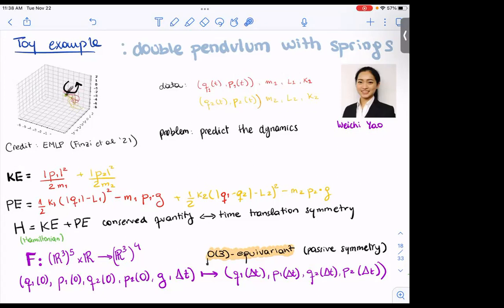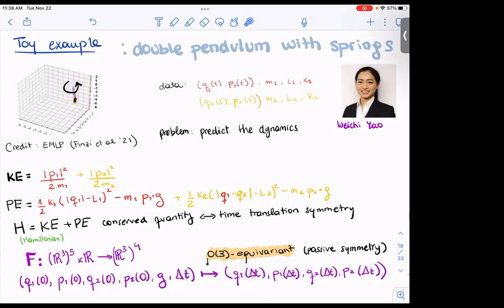So that's my advertisement for my talk. I'm going to explain this double pendulum example with springs. So the idea is the following. We have these two masses connected by springs. This is a toy example. The energy of the system is conserved.